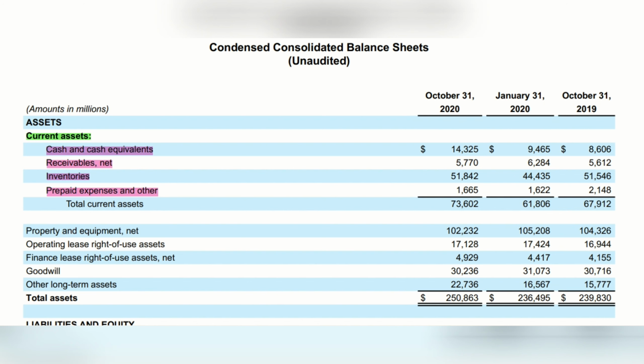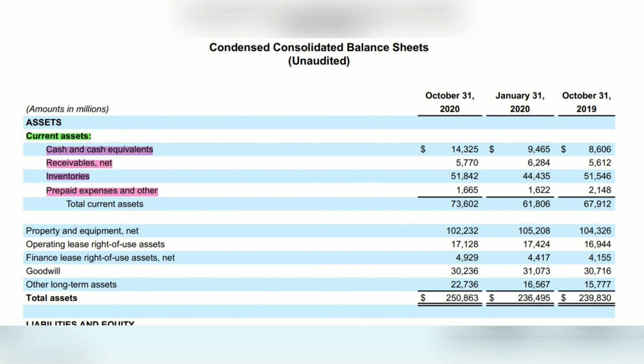Then you've got receivables. They're customers who have taken goods, but they haven't paid you yet. They owe you the money. So that's the next most liquid because a sale has already been made. We're just waiting for the payment. Then we've got inventories or stock. That's your third most liquid. You need to make the sale, then sometimes you need to wait for the payment before it's converted to cash. And then finally, you've got prepaid expenses and other.